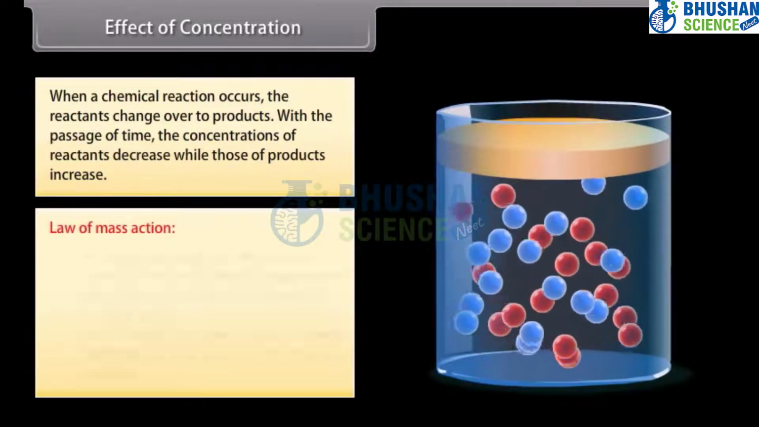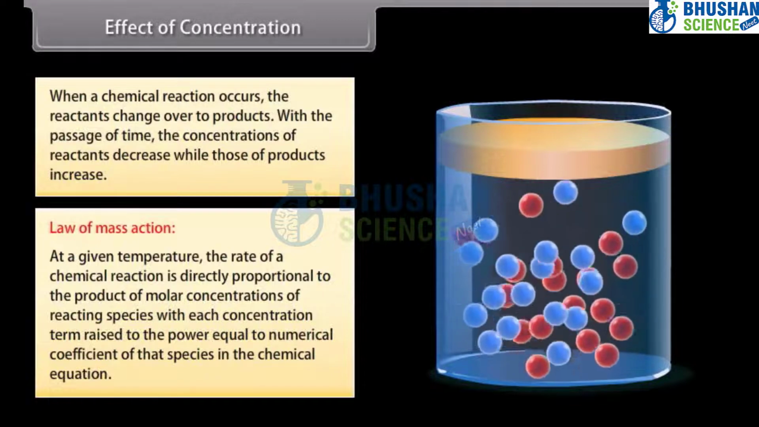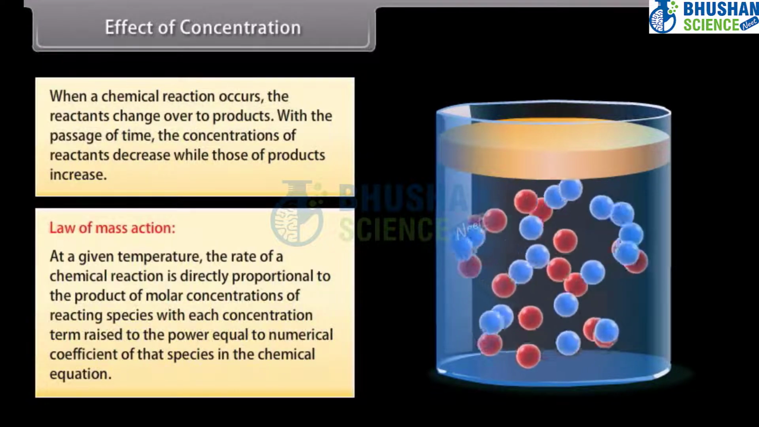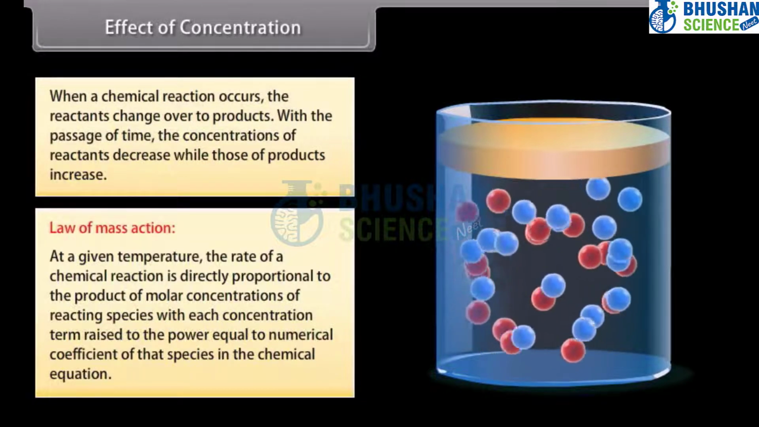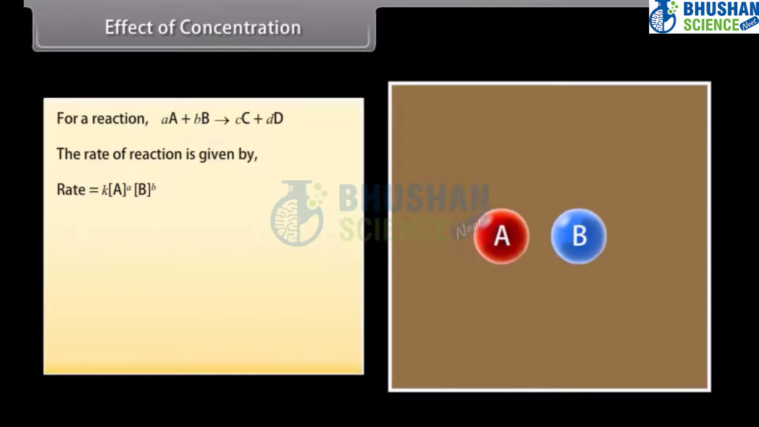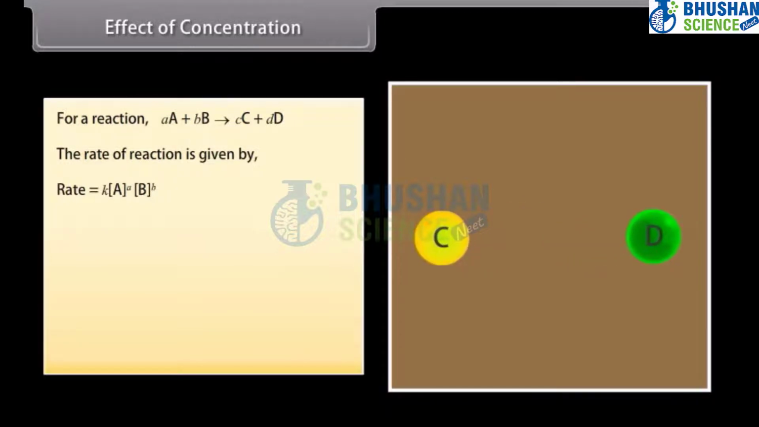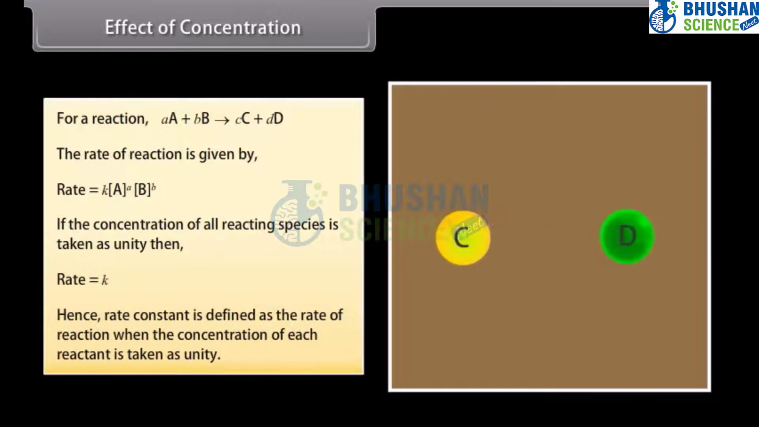Law of mass action. At a given temperature, the rate of a chemical reaction is directly proportional to the product of molar concentrations of reacting species, with each concentration term raised to the power equal to numerical coefficient of that species in the chemical equation. For the given reaction, rate of a reaction is equal to the product of K, A raised to the power a, and B raised to the power b. If the concentration of all reacting species is taken as unity, then rate is equal to K. Hence, rate constant is defined as the rate of a reaction when the concentration of each reactant is taken as unity.